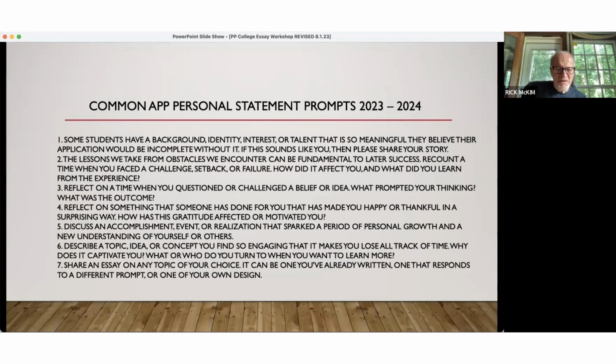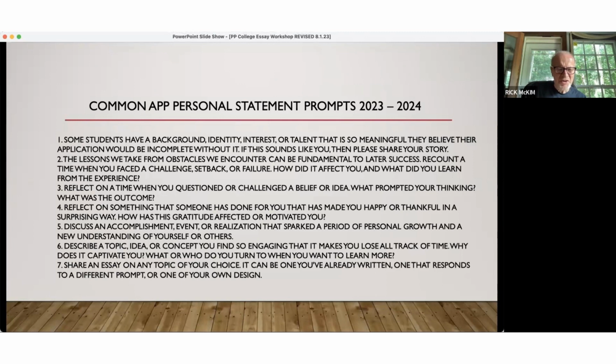So there's a good example of how type thesis, how I became interested in such and such, how I discovered my talent for this, how I developed my talent for that, is tailor-made for that kind of thesis based essay. And then there's the obstacles topic, the number 2. The obstacles we encounter can be fundamental to later success. Tell about a challenge, a setback, or failure, and how it affected you. There's always a topic like that about obstacles.